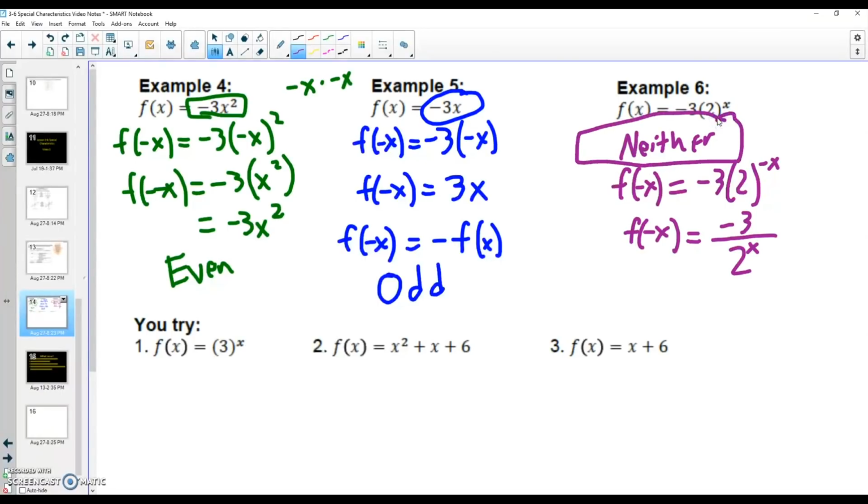Alright, if you do want to check out the 2 negative 2 method, I will post a supplemental video that follows these examples using that method. But for now, go ahead and give the You Try's an attempt with this method. Come back, check your answers, and then get started on the practice and prepare for that mastery check.